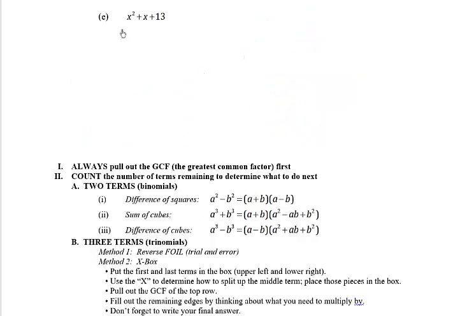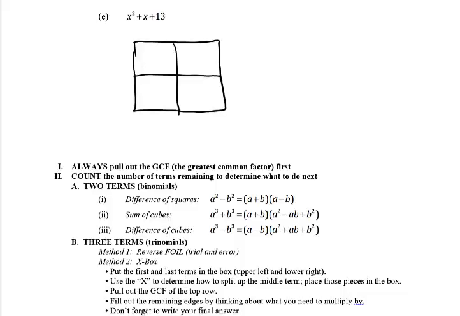I'm looking for a GCF, but I don't believe there is one. And I've got 3 terms again. Let's try that Xbox method one last time. So the x squared would go upper left, the 13 would go lower right. These 2 guys, I'm not sure yet. It's going to be 2 pieces that have to add up to that plus x in the middle. Let's fill out our x.